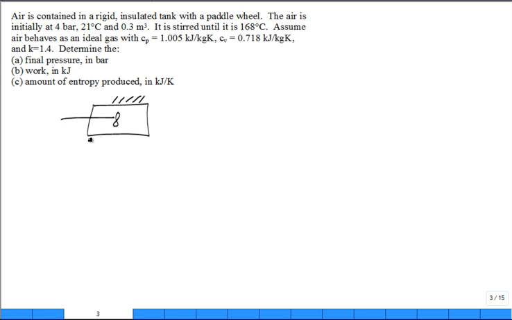You say, why all of a sudden the great excitement in thermodynamics about paddle wheels? Right? I took statics, I took dynamics, no paddle wheels, but all of a sudden in thermo, every other problem has a paddle wheel in it, right? Well, maybe not every other problem, but you get the point.